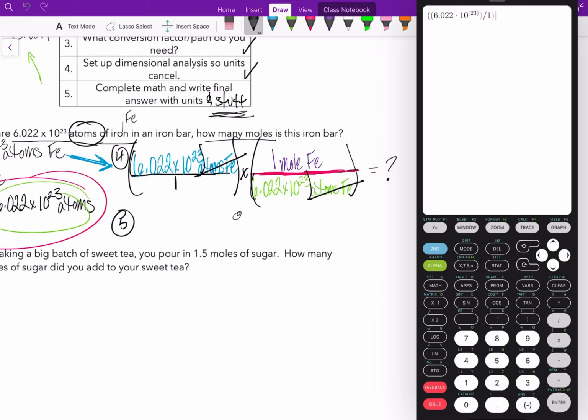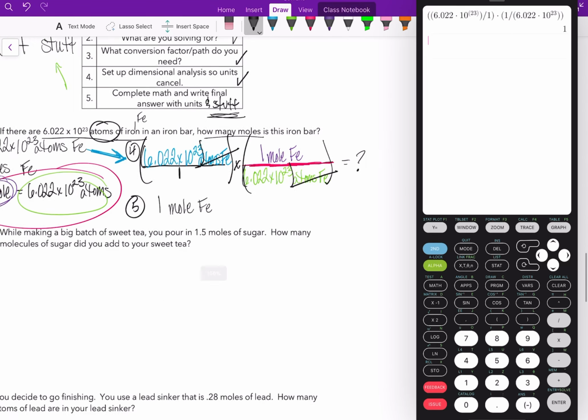The next thing that we read right there is a times sign, so we're going to hit multiply by. We're going to start our new fraction: 1 divided by, nest your parentheses, 6.022 times 10 to the 23rd. So this is what it should look like before you hit enter. So go ahead and hit enter. And you get 1. That is perfect. So to write down our answer, we need number, unit, and stuff. So our final answer is 1 mole of iron. And that was a lot of work for one problem, I know.